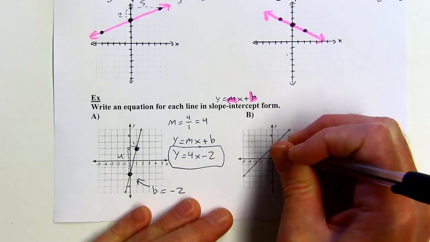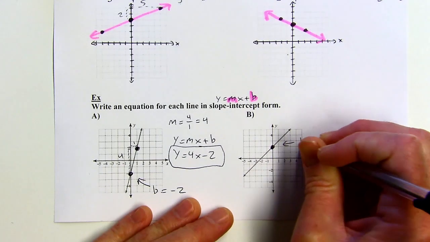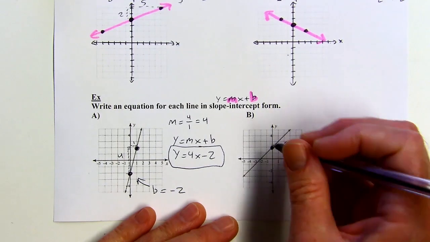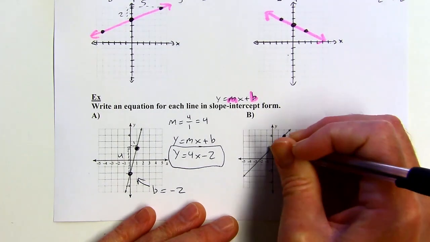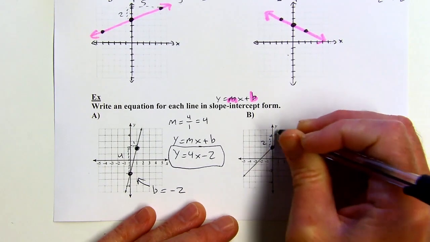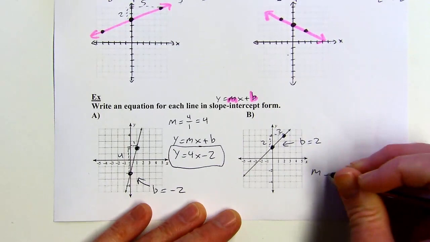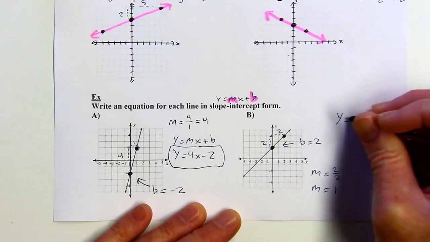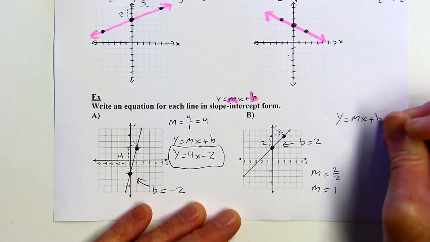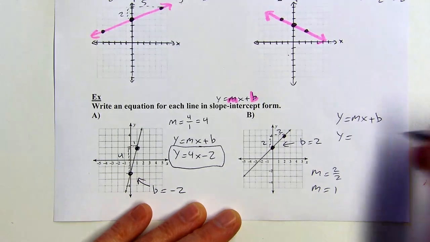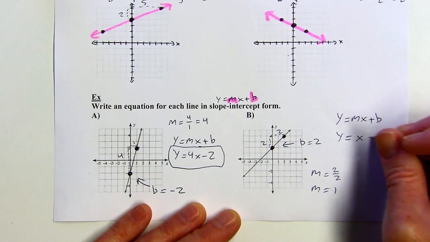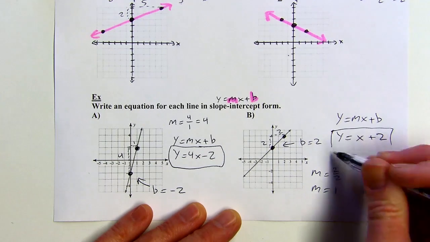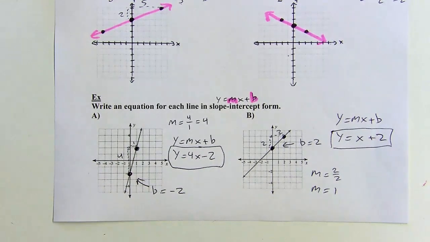So the y-intercept here is 2. That means b is going to be 2. And let's choose another point. There's lots of them here that I could use. So here I'm going up 2 to the right 2. And that means the slope is going to be 1. So then I'm plugging the slope and the y-intercept into this. So it's going to be 1x plus 2, or just x plus 2. Right? You don't need to write the 1 because we can see there's 1x there. But it's not wrong if you wrote it.